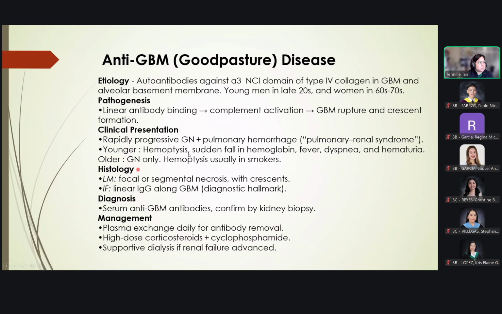In histology, on light microscopy, you'll have focal or segmental necrosis with crescents present. And on IF, you'll see linear IgG along the glomerular basement membrane. This is a diagnostic hallmark for Goodpasture's disease. Diagnosis is by serum anti-GBM antibodies, and you need to confirm by a kidney biopsy.